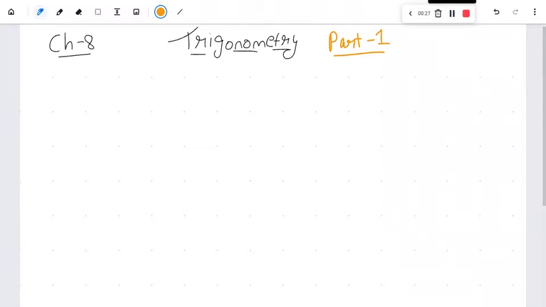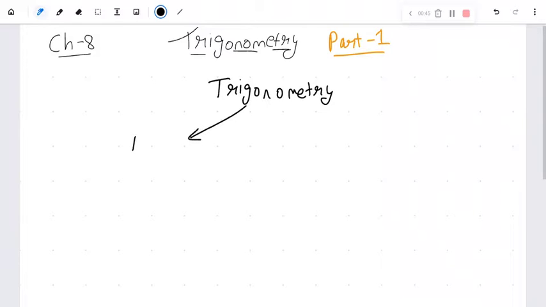So, students, first of all, let's understand what is actually trigonometry. Let's do a quick introduction first. Let's divide this word trigonometry. Trigonometry is the most important topic in your 10th.